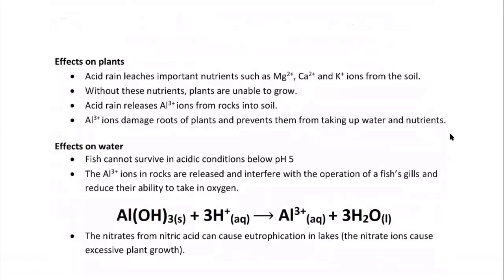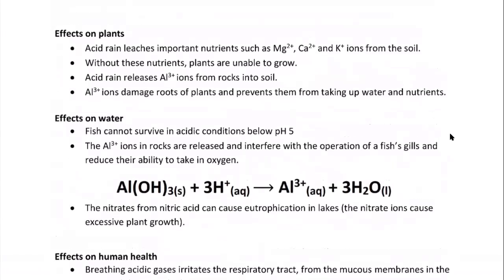It also affects our environment: plants, water, okay, fish. And so acid rain is going to leach important nutrients out of the soil. So magnesium, calcium, potassium, these are ions that plants need to grow. Without the nutrients, they're not going to grow, and therefore you're not going to be able to grow things. So it can damage the roots of plants. It can cause crops to not grow. And so that affects things like food sources and the economy.